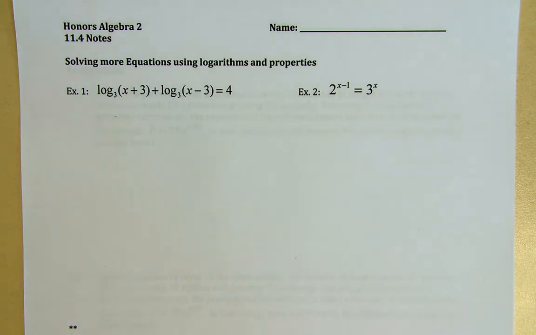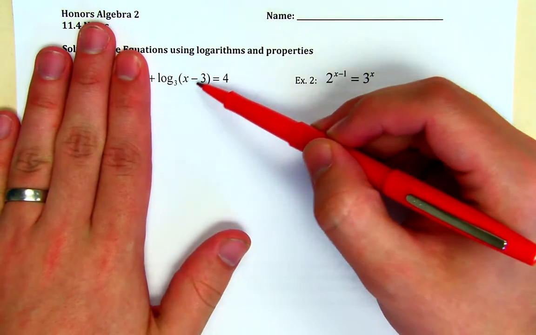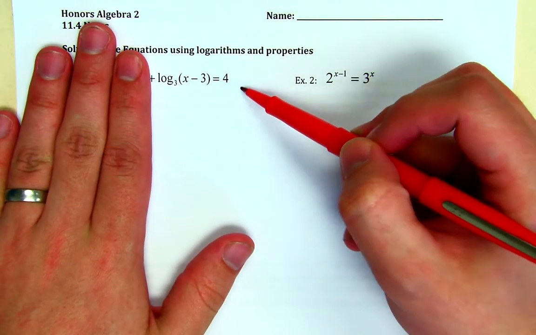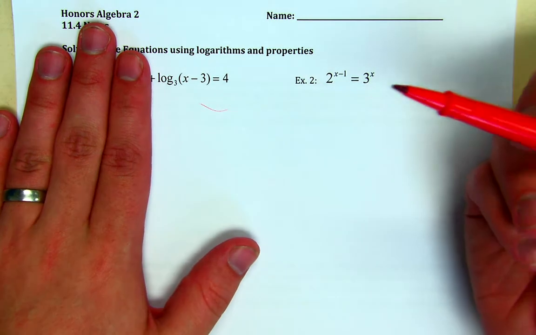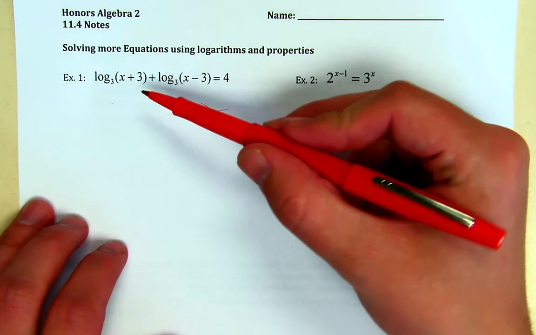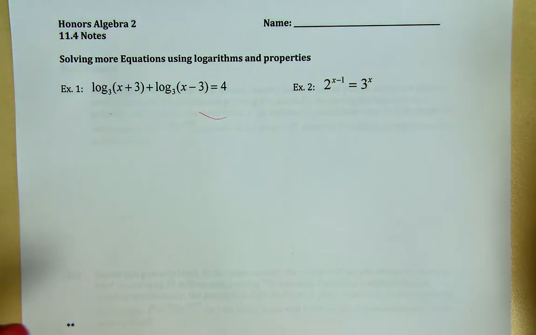Now remember back in 11.2 when we first started solving logarithms, it was a basic logarithm such as log base 3 of x minus 3 equals 4, and we would just switch it around and solve it. Well, now we're going to add some logarithms together and solve. So today we're getting a little more complicated.